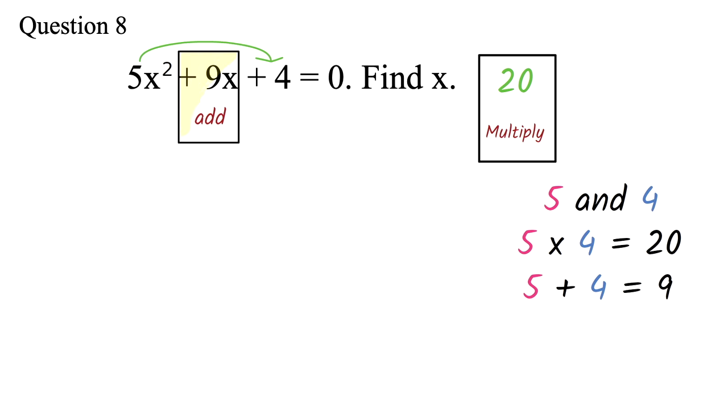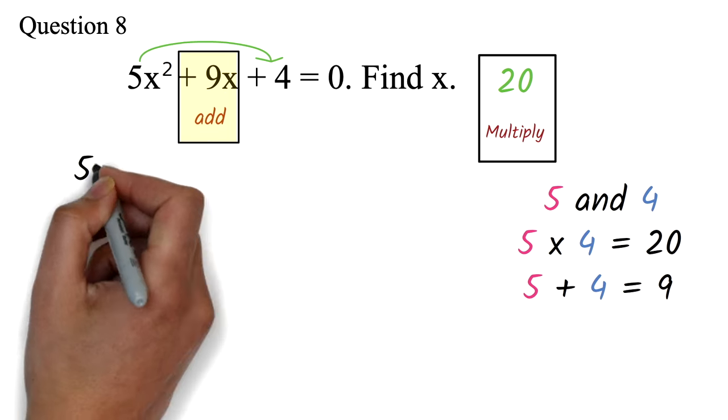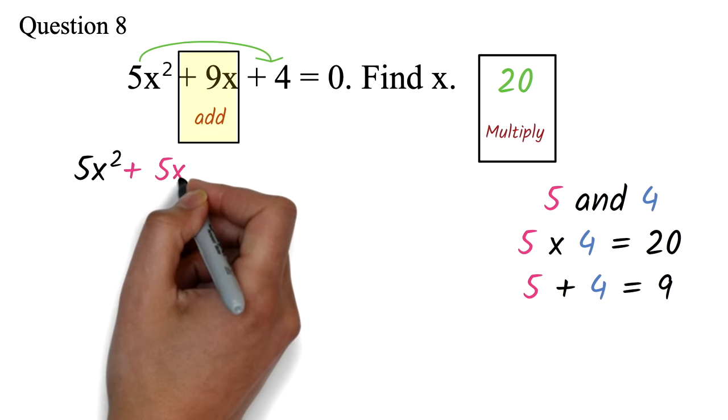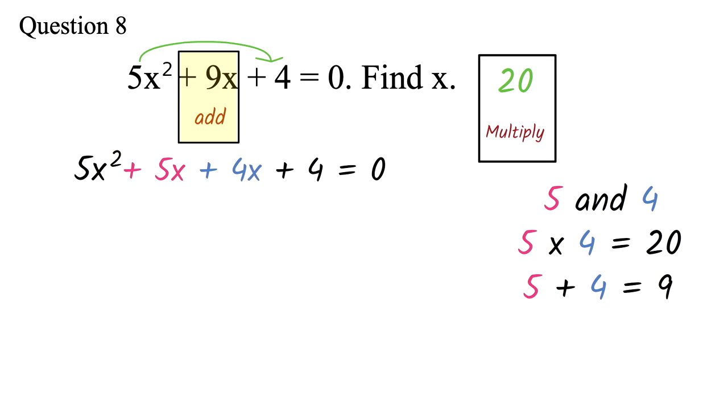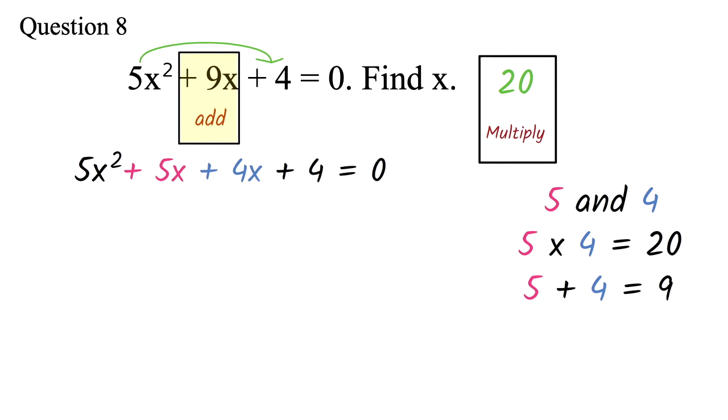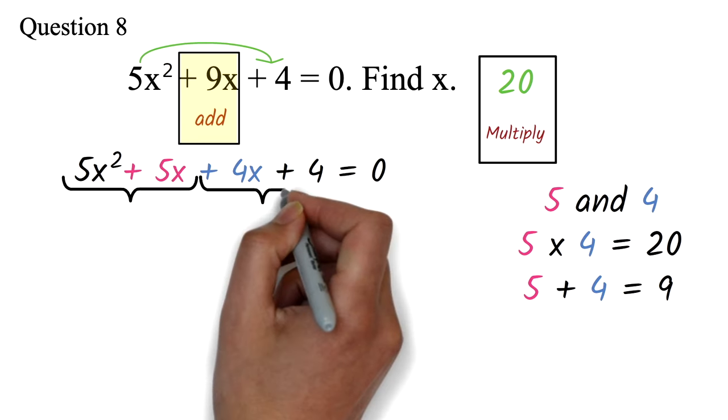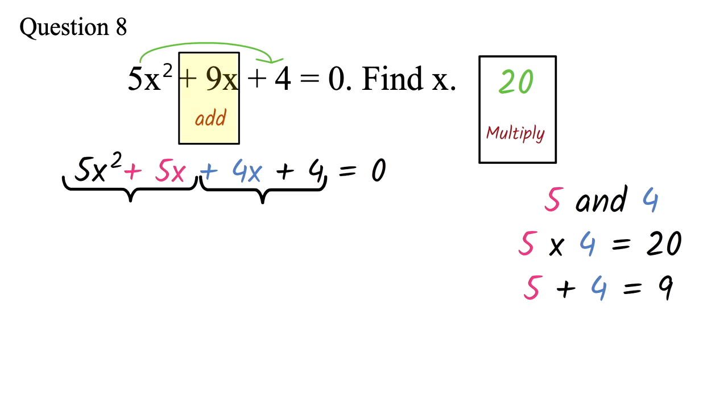Step 3. Replace this 9x with the two values. So we have 5x squared plus 5x plus 4x plus 4 equals 0. Notice we haven't changed the equation. Plus 5x plus 4x is the same as plus 9x. Step 4. We group two terms each and factor the common terms in each group.